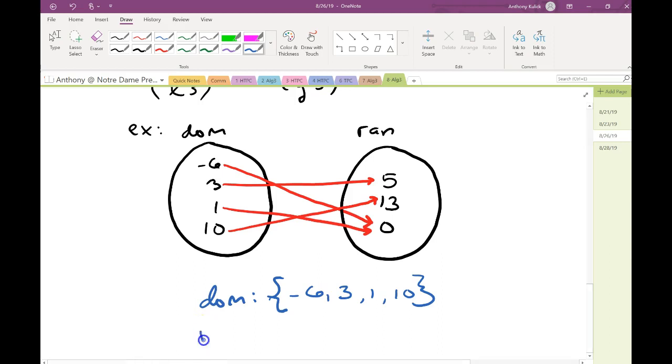Let's do the range then. How many things are in our range? 3. Good. So that's finite as well. So I can just list my 3 members of my range using the curly brackets again.